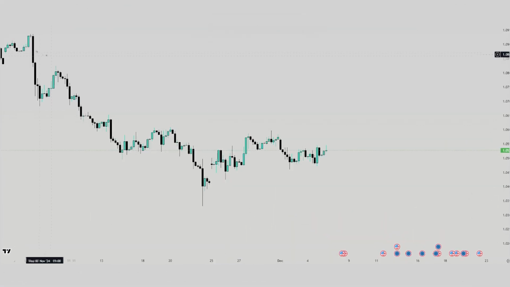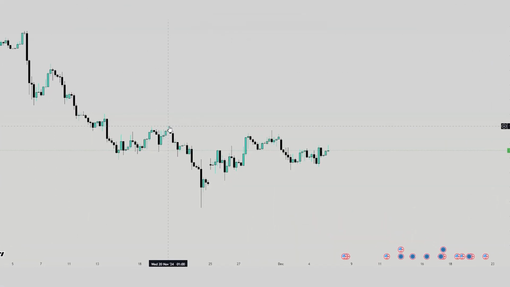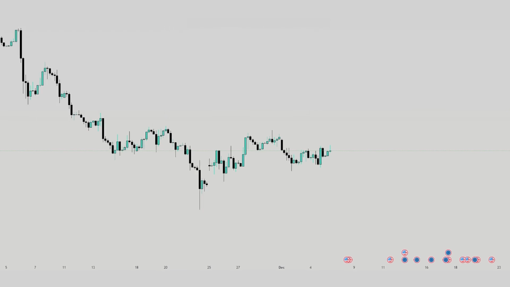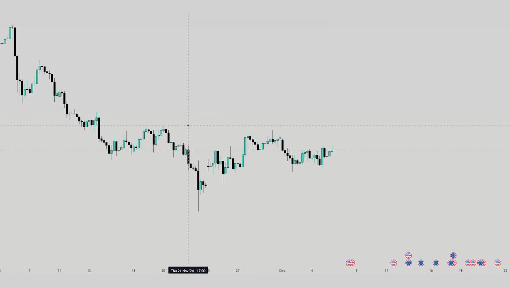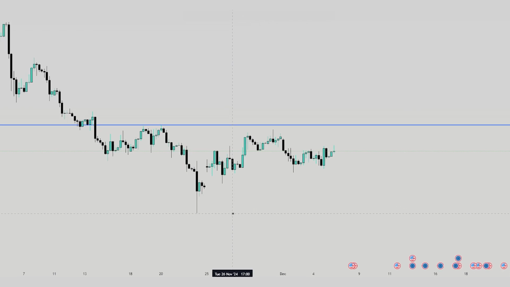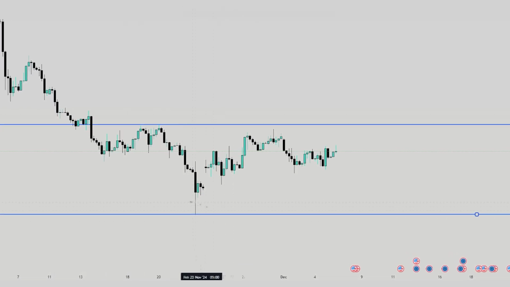2. Find key liquidity zones. These can be equal highs or lows, order block areas, or imbalance zones. These areas attract the attention of big players and are often used for manipulation.